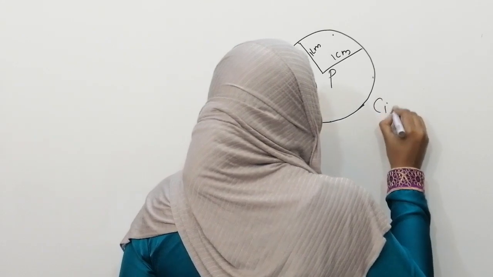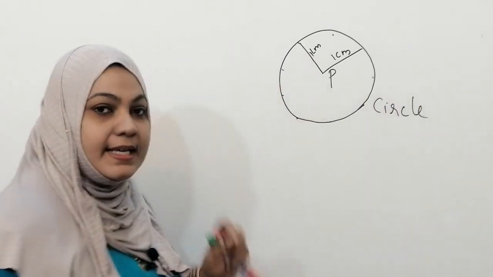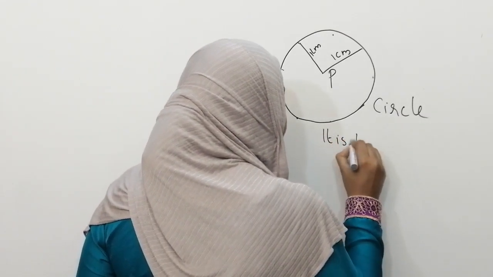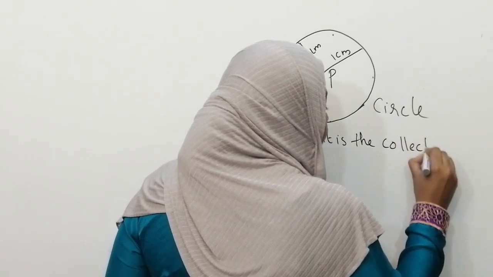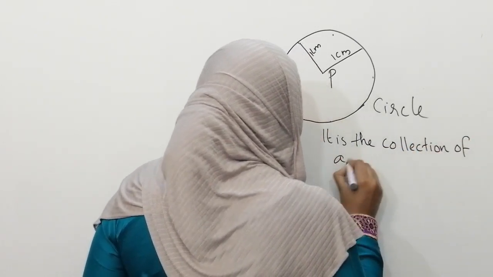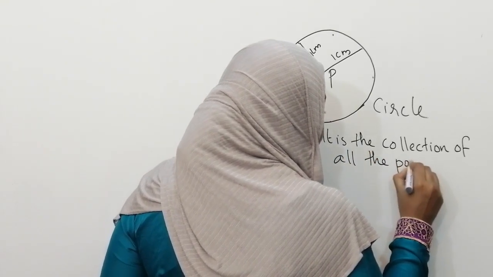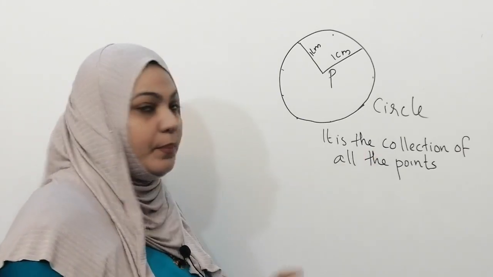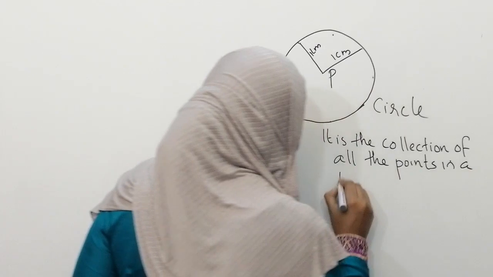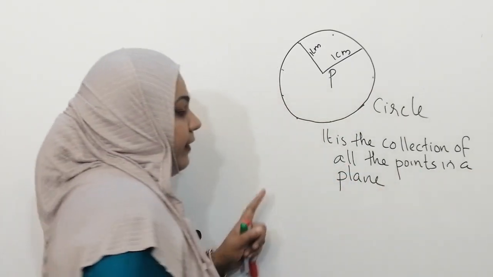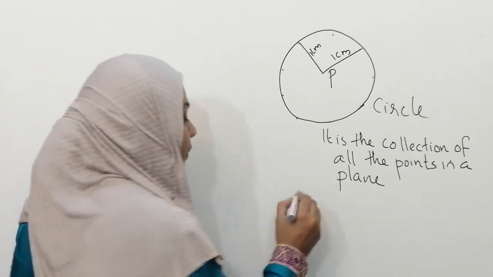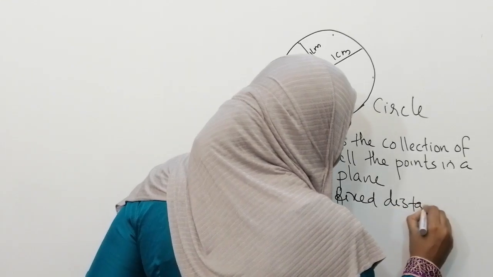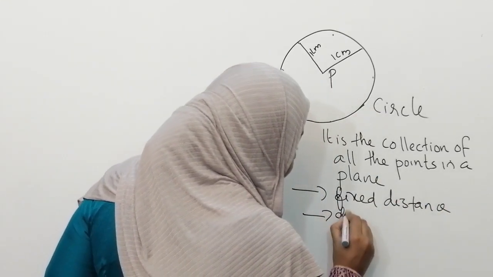So what is it called? Circle. Circle is nothing but the collection of all the points in a plane which are at a fixed distance from a fixed point.